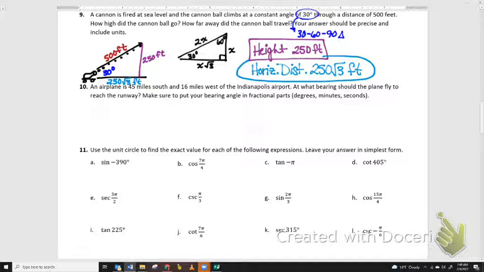Number 10, and then I'm thinking that there aren't any other application problems on the review, are there? It's just those. What'd you say, dear?